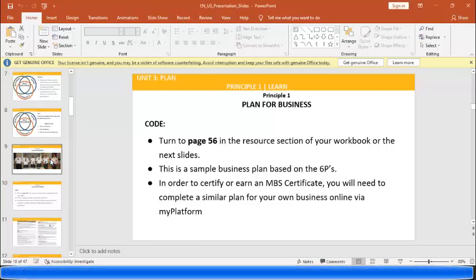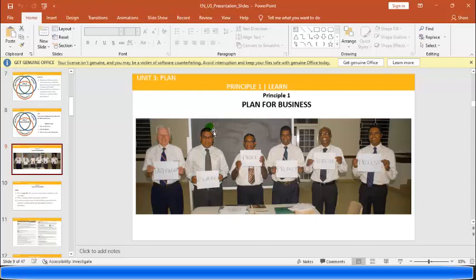Okay, so unit 3, principle number 1, plan for business. We remember that in unit 1, we talked about improving our businesses by applying the 6 Ps of business: plan, products, paperwork, price, promotion, process. Last session, we learned about one of these principles, which is product. In the weeks ahead, we will learn about the others.